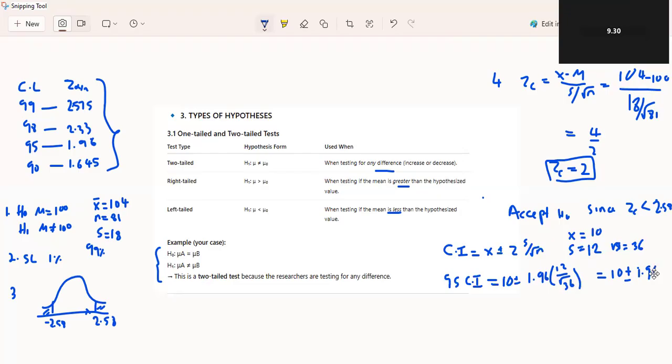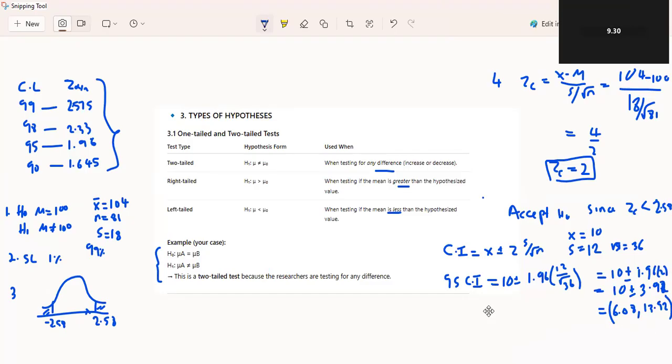1.96 times 2. So the 2 here will compute that. So what are we going to have? 1.96 times 2 is 3.92. We start first by finding the lower bound and the upper bound. So what is 10 minus 3.92? 6.08. And what is 10 plus 3.92? 13.92. So this is our lower bound and upper bound. So it's a range.